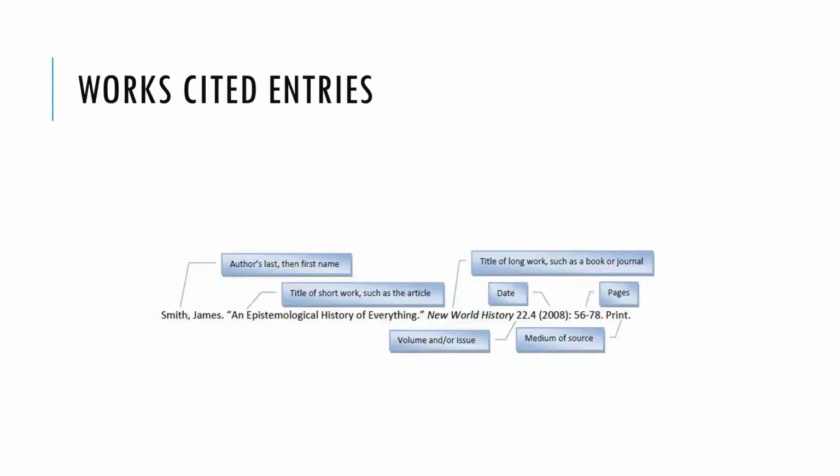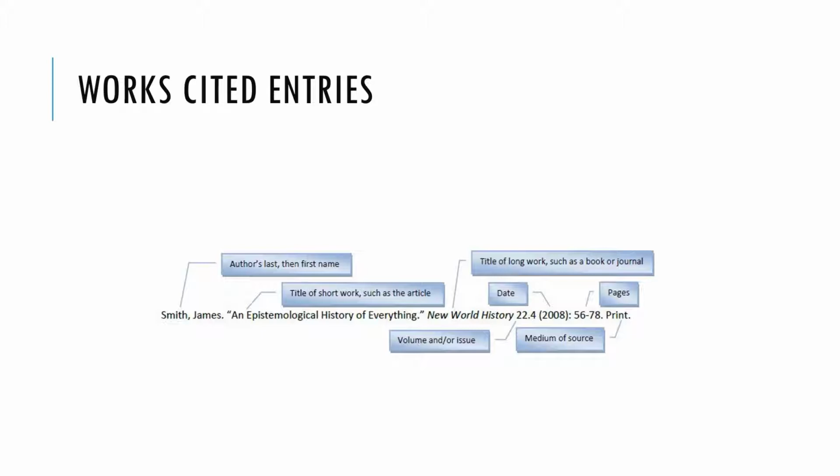All right, works cited entries. Look, there are a lot of different formats depending on the type of source you've got, but this is the basic idea. The author's last name, then first name, the title of the short work, such as the article, title of a long work, such as the book or journal, volume, issue, date, the pages, and the medium of the source. Now, like I said, it's going to vary a little bit. A newspaper is slightly different, but this is your basic form.